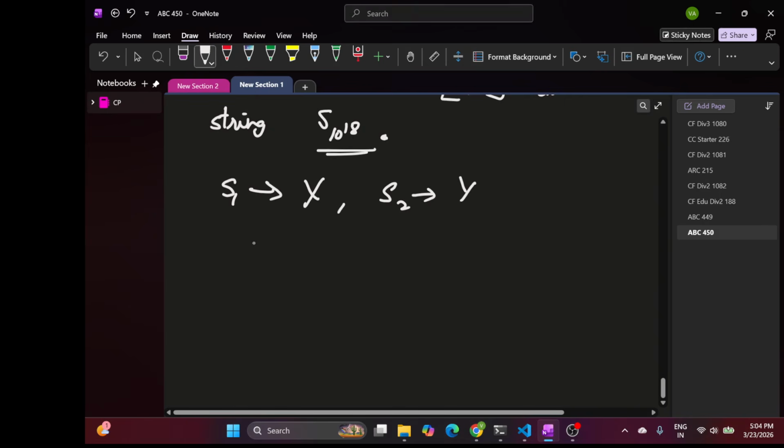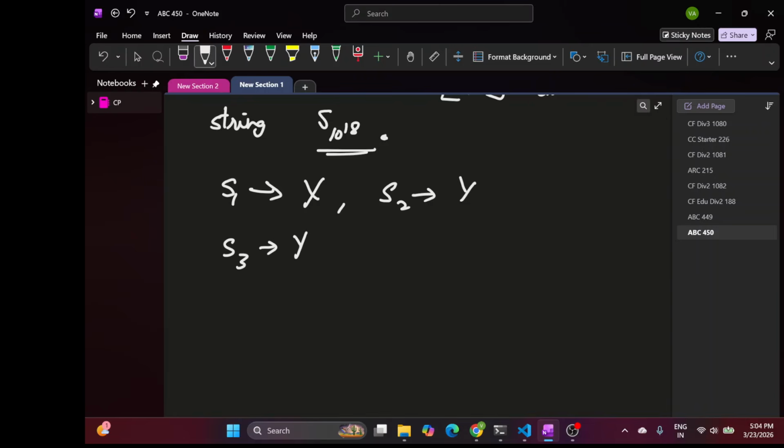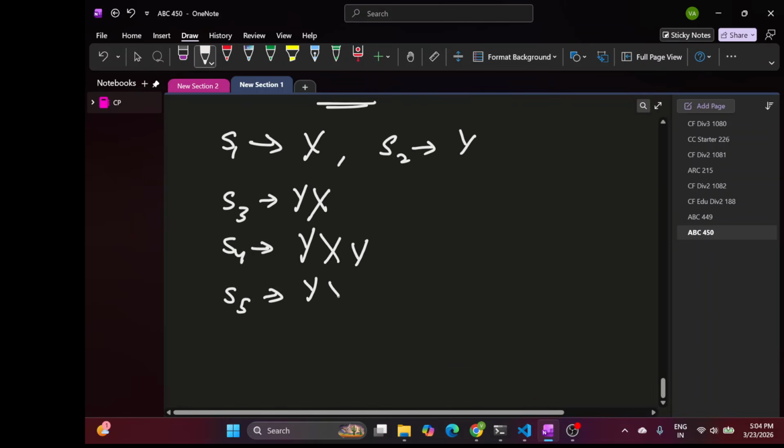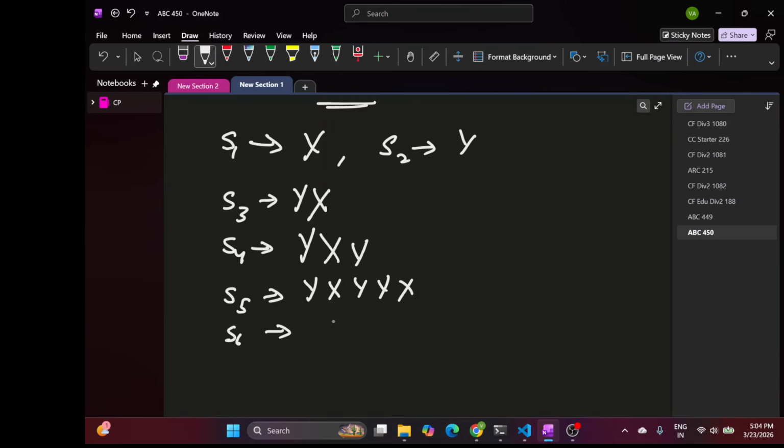Yeah, so what will be our S3? Our S3 is basically S2 plus S1, so can I write it as YX? Similarly, what is S4? S4 is S3 plus S2, so I can write it as YXY. Now S5 is S4 plus S3, so it is YXYYX. Similarly, what is S6? S6 is S5 plus S4, so it is YXYYX and now again YXY, right?